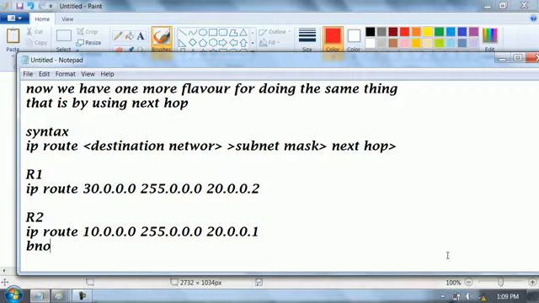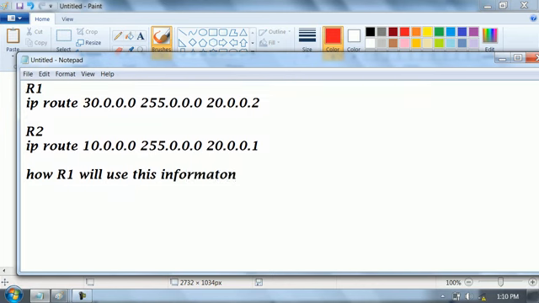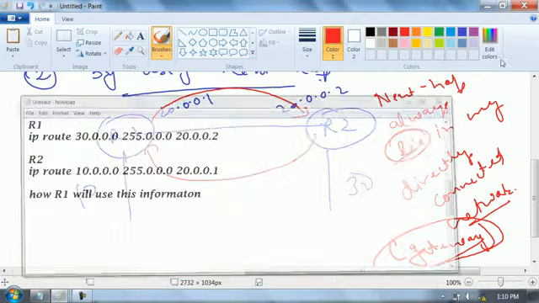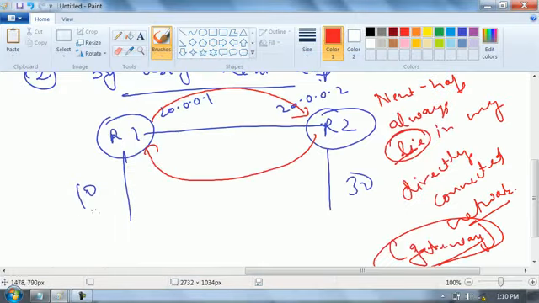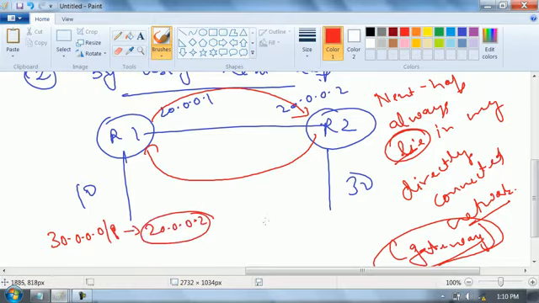Now again I am discussing the same thing. How will R1 use this information? Now R1 knows one thing: if I want to reach 30's network, next hop is 20.0.0.2. So guys, R1 will build a routing table that if you want to reach the 30.0.0.0/8 network, next hop is 20.0.0.2. And R2 knows one thing: if it wants to reach 10's network, next hop will be 20.0.0.1.